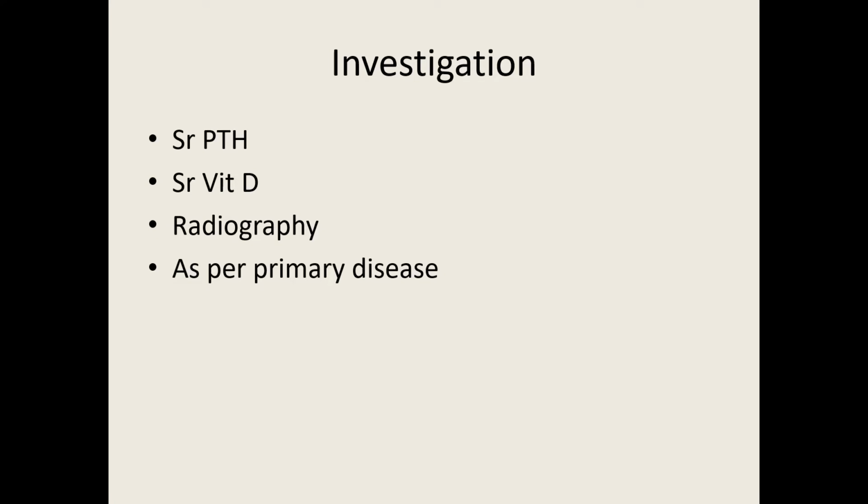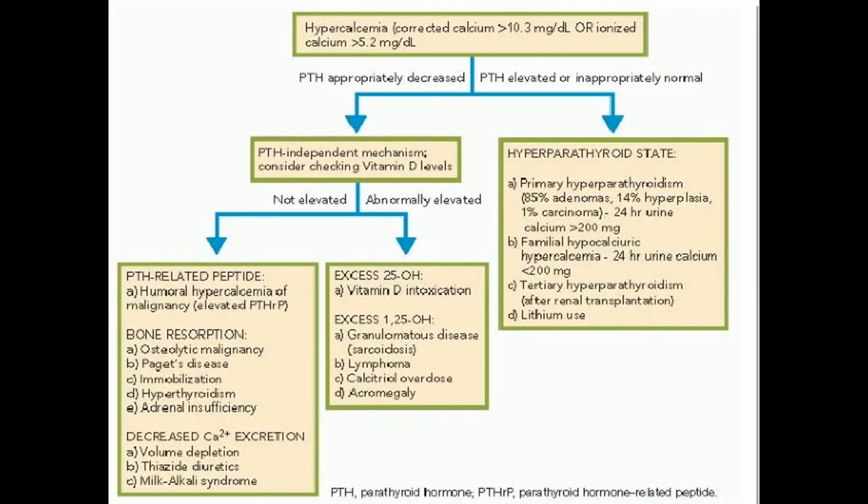Then what investigations will we send? We send parathyroid hormone, vitamin D, radiography, and tests as per the primary disease. So if a patient has hypercalcemia, how will you evaluate? First, we will measure the parathyroid level, which is supposed to be elevated in hypercalcemia. So there may be a hyperparathyroid state.